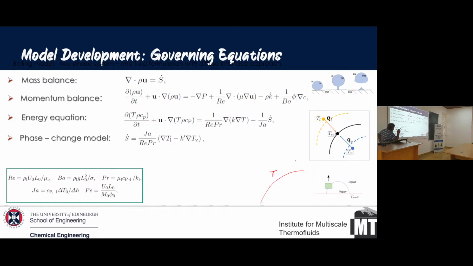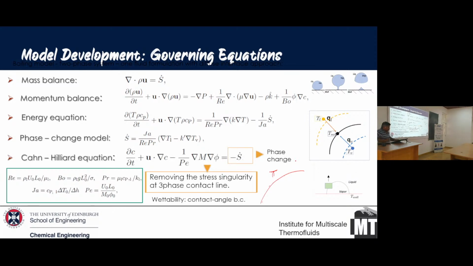So you've got a very similar set of equations, except that the phase change model is different. The other thing is obviously we use the Cahn-Hilliard equation. It's identical to what we did in evaporation, except that this term is quite different. S is basically your phase change model there. One of the important things in boiling is that gravity plays a huge role, so I cannot ignore gravity, and you can see that there is a Bond number here. The Bond number is the ratio between gravity and surface tension.